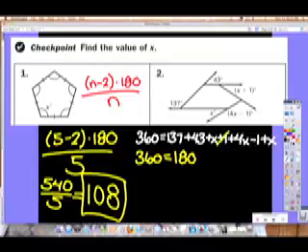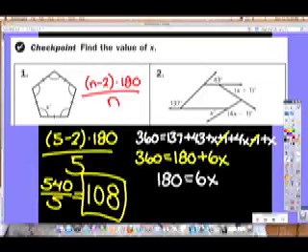Okay, will you stop and check yourself? Do you agree with me so far? Nice, those ones canceled out. Did you see that? So then we'll subtract 180 from both sides. Divide by 6 on both sides, and what do we get? Yes. How many got that one?